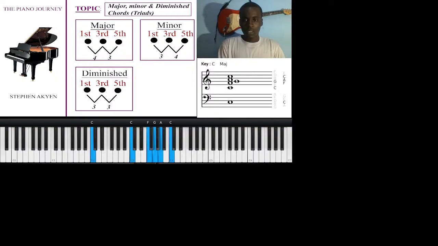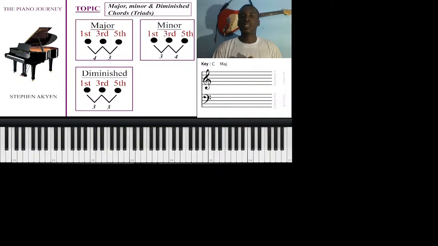Okay, so we have been giving them numbers. So the do is given a number which we term as degree 1. Re is 2, mi is 3, fa is 4, this is 5, 6, 7, and then you get back to your 1. And so to form a major scale, we use a formula called the 135.